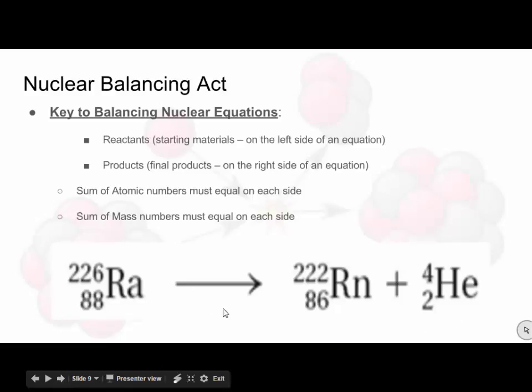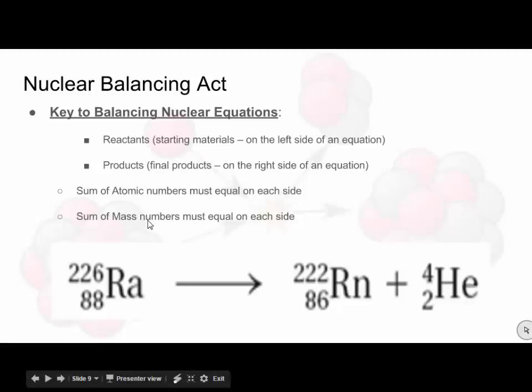So we're going to practice writing some of these nuclear equations, and here you can see an example. Radium turns into radon, gives off an alpha particle. The key to balancing nuclear reactions or nuclear equations is to first know what the reactants and products are. Reactants are things you start with, so those are always going to appear here on the left. The arrow then points towards your products, things you make in the end, or things you give off, in this case for a nuclear equation.